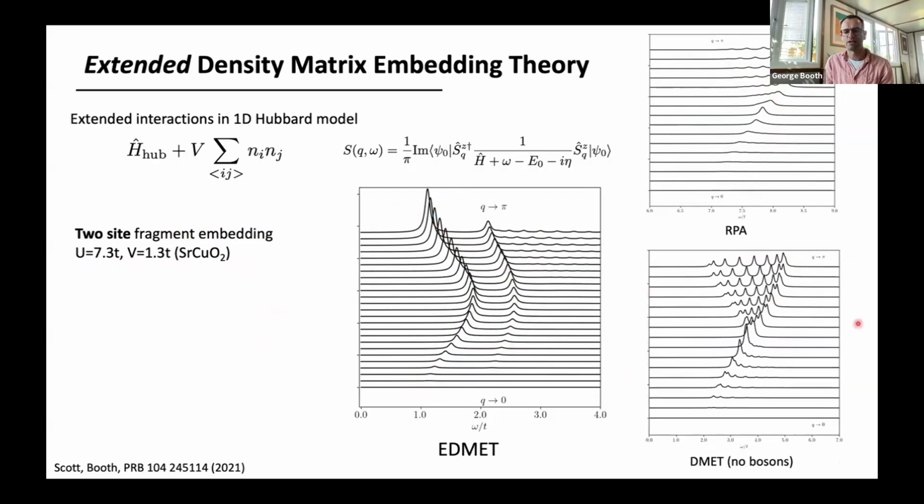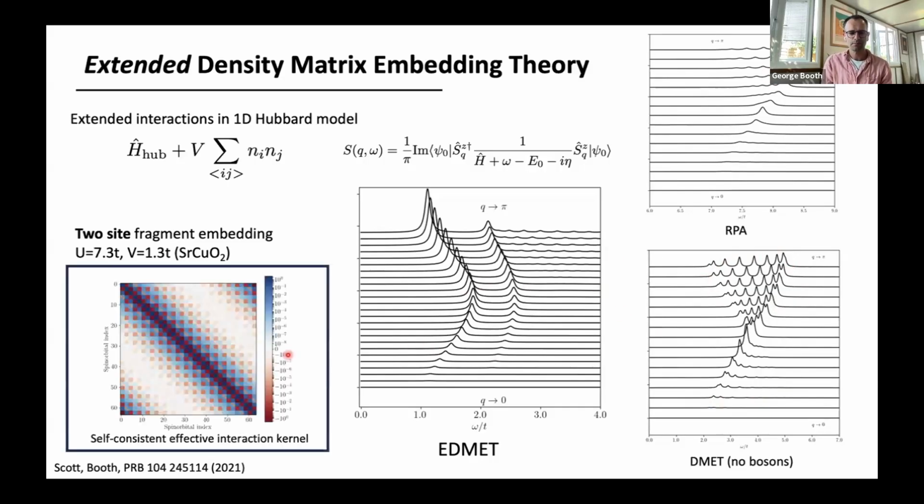And just by way of comparison, if we were to do just simple RPA on the full system, or indeed do a purely fermionic embedding without any of the bosons to provide the long-range screening and coupling to these long-range coherent excitations, then you find you don't get anything like the correct results here.